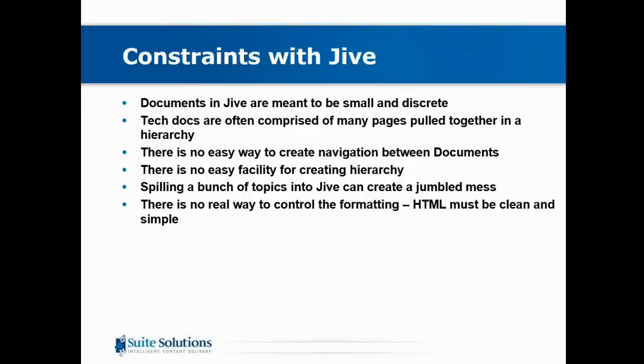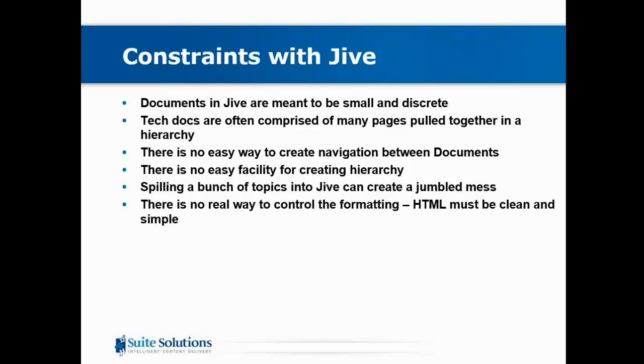But there are some constraints with the Jive platform. Number one, documents in Jive are meant to be small and discrete, whereas often our technical manuals, even though they're made of small topics, are generally larger. There may be tens of pages, hundreds of pages, or even thousands of pages. But in Jive, each document is meant to be relatively small, or an attached monolithic document like a PDF.